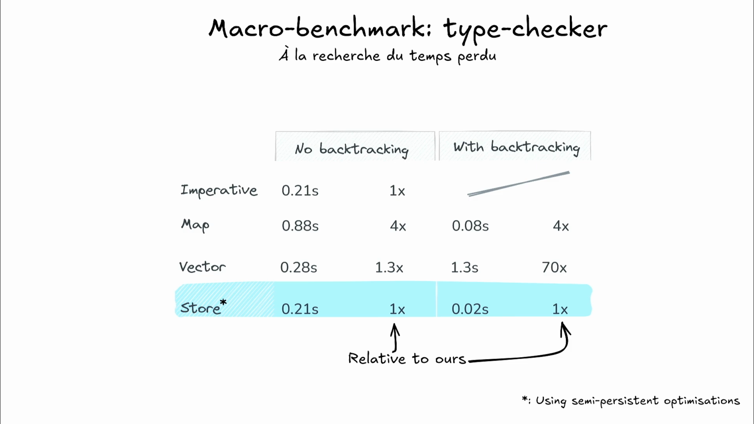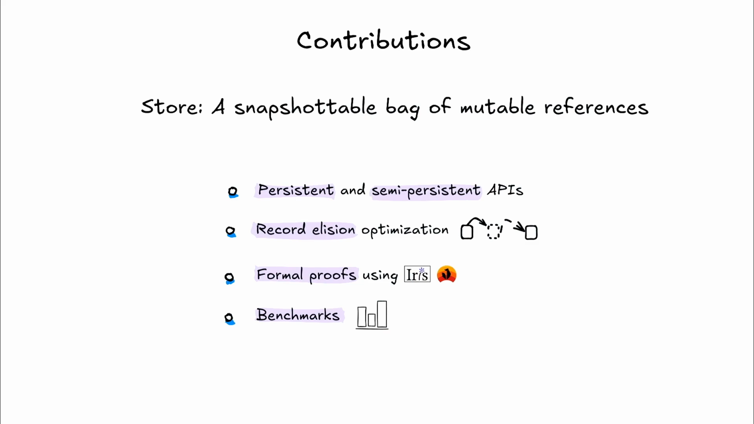And if we try to fix that with the vector, then in the backtracking case, this is just not acceptable. And our data structure actually performs really well in this case. It's as good as imperative references if you have no backtracking, and it is still the same ratio with map in the presence of backtracking.